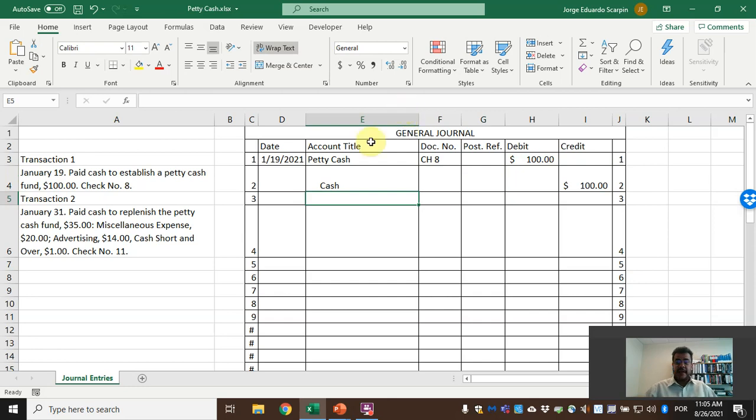And here, guys, let's create a T account. It was not supposed to be in this class, but it will be easier for you to understand it. Petty cash.